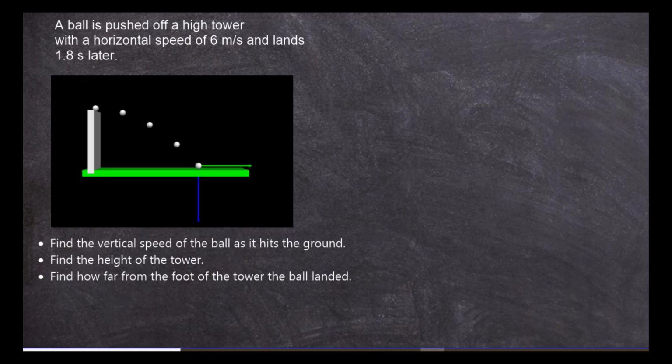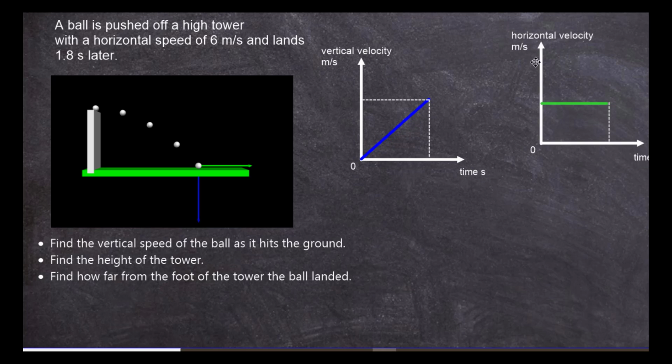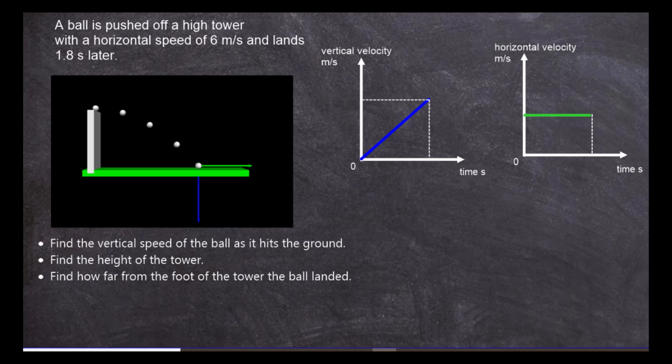Now, we're asked to find the vertical speed of the ball just as it hits the ground, we're asked to find the height of the tower, and we're asked to find out how far from the foot of the tower the ball landed. So quite a lot of things to find there, and to do this we have to rely on our two motion graphs for the velocity. That's our vertical velocity and that's our horizontal velocity component for a horizontal projectile.